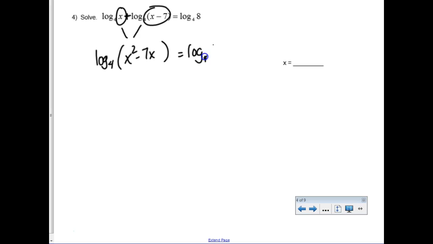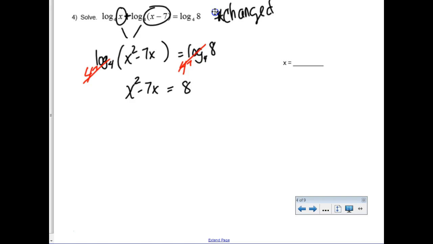And then we're exponentiating both sides technically with a base 4, or you could use the one-to-one property of logarithms, which says these just cancel out. And you end up with the quadratic of x squared minus 7x equals 8. So I'm going to make a little note here to myself that we changed the problem. So if anyone's looking at my slides, they don't think I'm nuts.